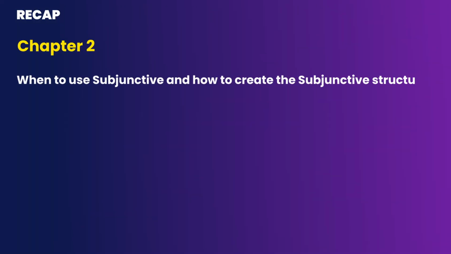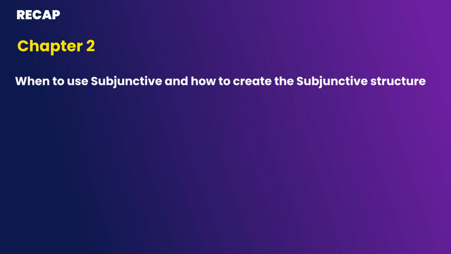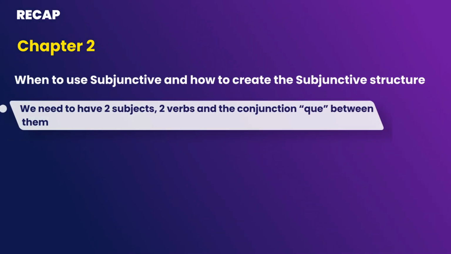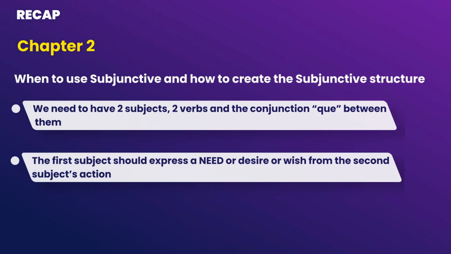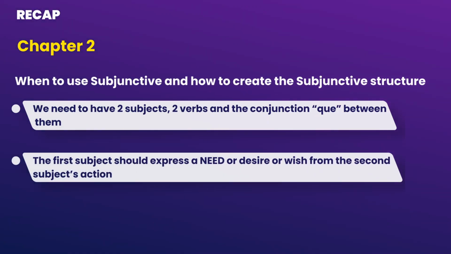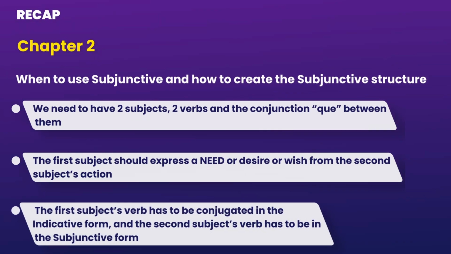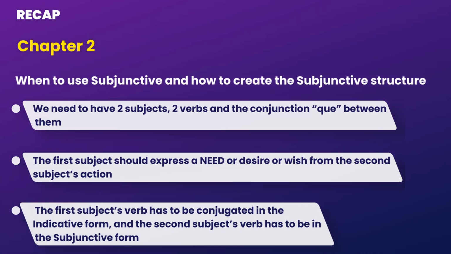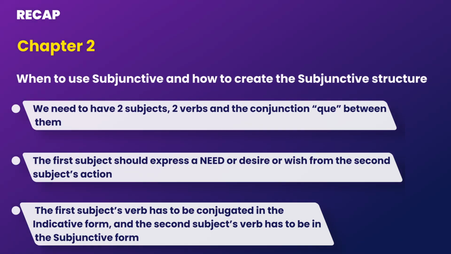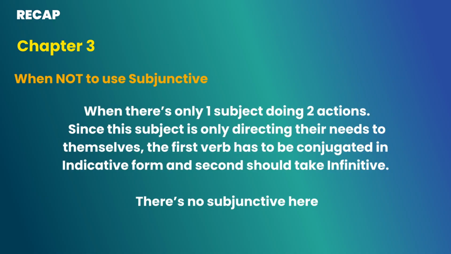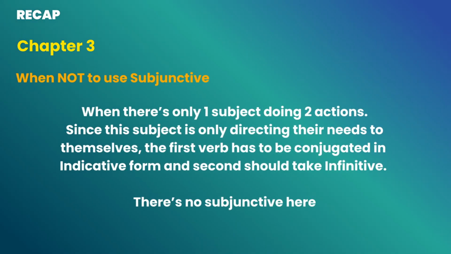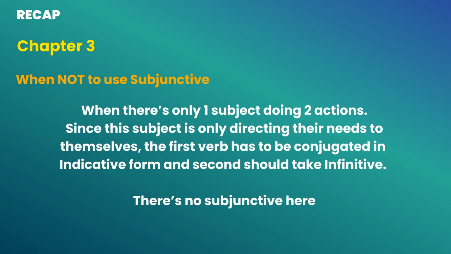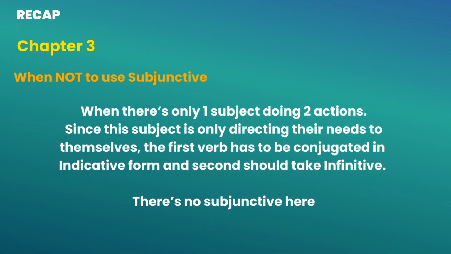In chapter 2, we talked about when to use subjunctive and how to create the subjunctive structure. The rule is this. We need to have two subjects, two verbs, and the conjunction que between them. The first subject should express a need or desire or a wish from the second subject's actions. The first subject's verb has to be conjugated in the indicative form, and the second subject's verb has to be in the subjunctive form. Chapter 3 was all about when not to use subjunctive, specifically when there's only one subject doing multiple actions. Since the subject is only directing their needs to themselves, the first verb has to be conjugated in the indicative form and the second should take the infinitive.